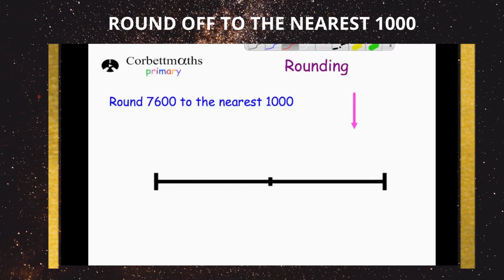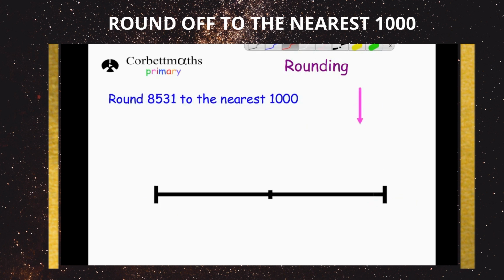Okay, our next question asks us to round 7,600 to the nearest thousand. So the multiples of 1,000 close to 7,600 would be 7,000 and 8,000. Midway between those two numbers would be 7,500. So that means that 7,600 would be round about here somewhere because it's bigger than 7,500. So 7,600 is closer to 8,000 than it is to 7,000. So our answer would be 8,000.